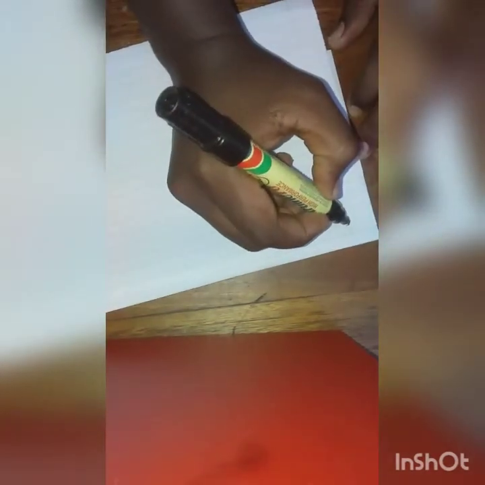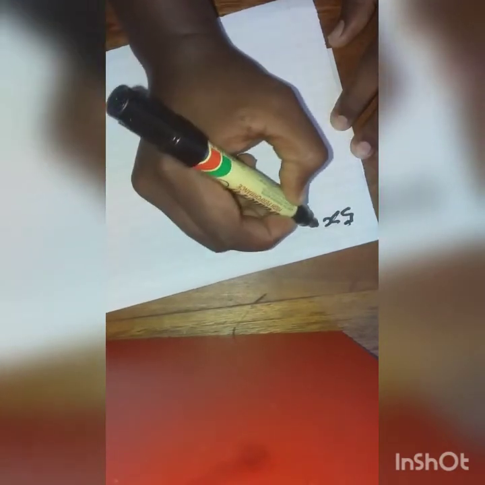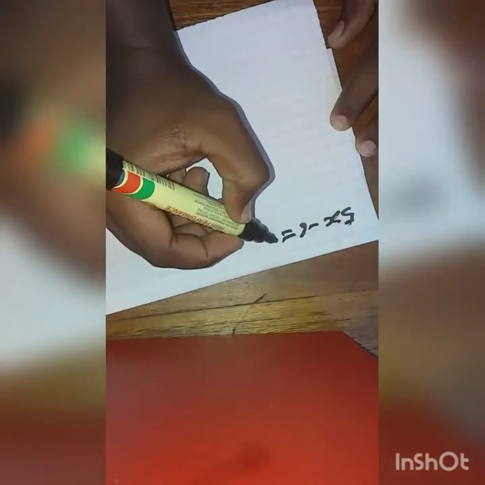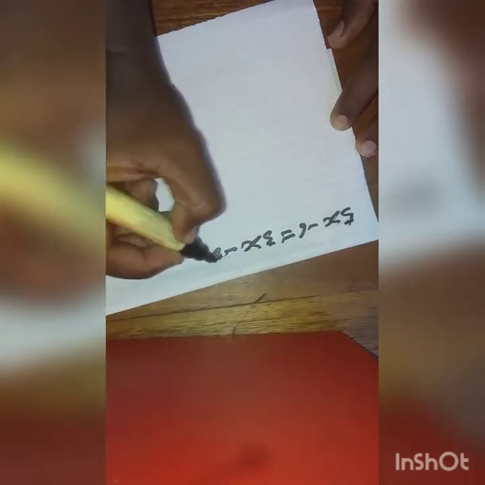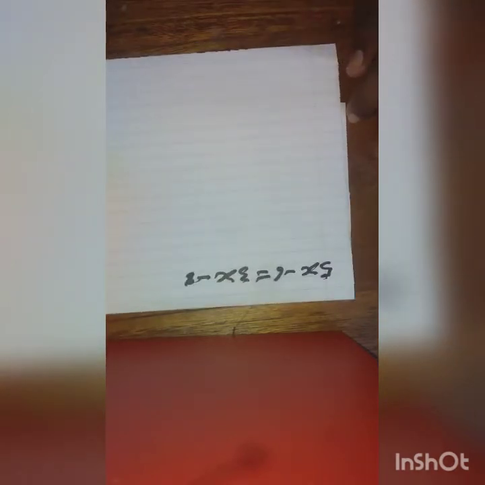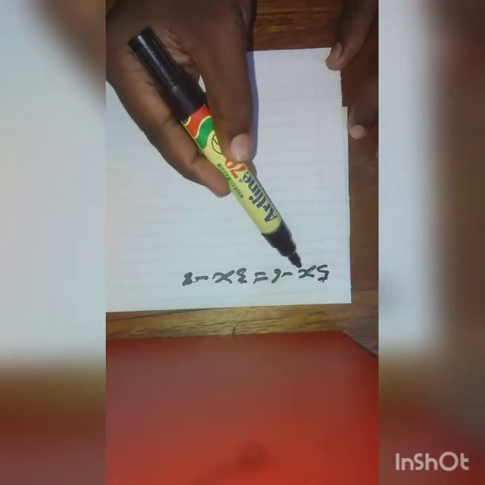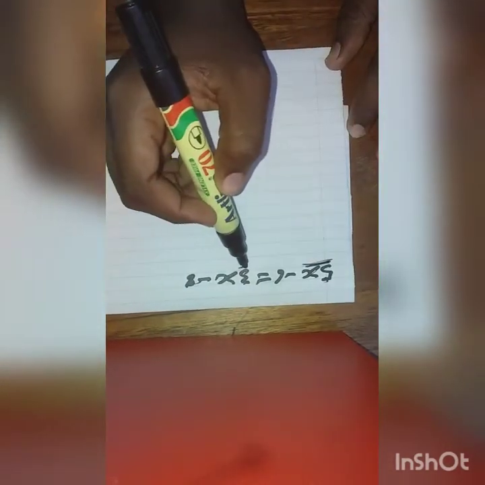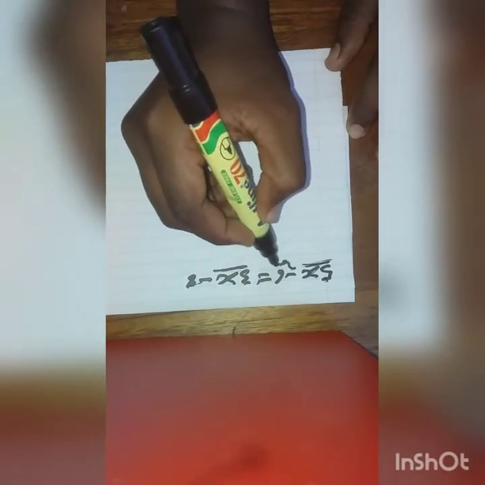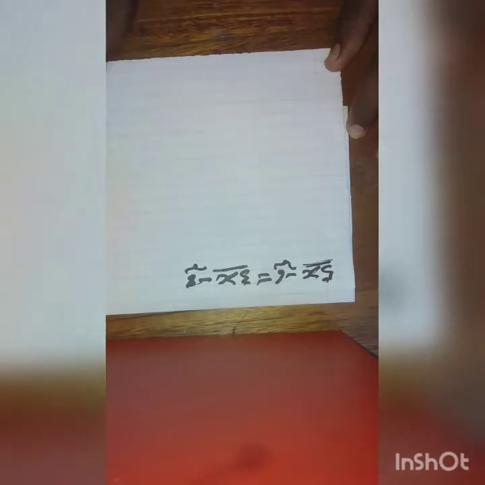So now let me look at another equation. Let's say we have 5x minus 6 is equal to 3x minus 8. So here, as you can see, the BODMAS rule should always be at the back of your head whenever you're solving for x. Here we have 5x, we have 3x, then we have 6, and also we have 8.